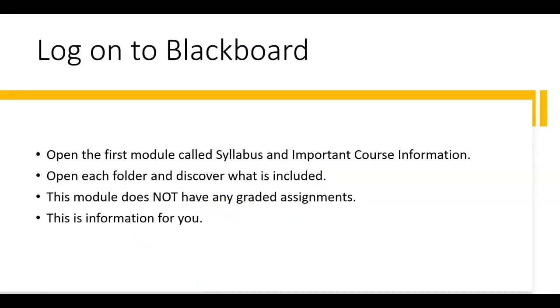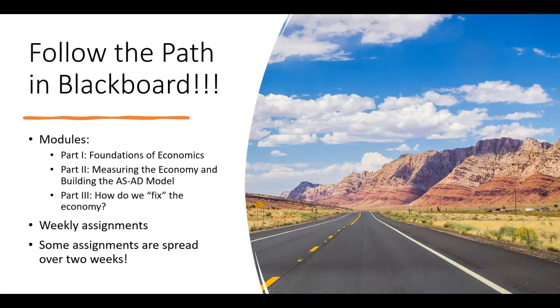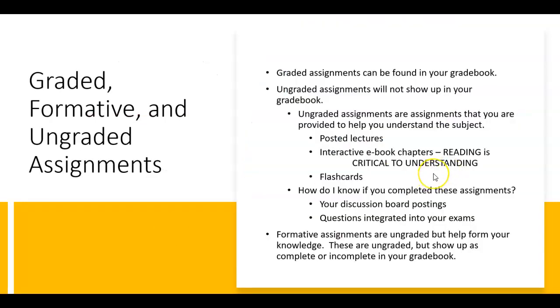Okay, so you've logged onto Blackboard, you've gone through everything. I have graded and formative and ungraded assignments. Graded assignments can be found in your gradebook. Ungraded assignments will not show up in your gradebook. Ungraded assignments are assignments that you are provided to help you understand the subject. These include posted lectures, interactive ebook chapters. Note, reading is critical to understanding. If you don't read, you will not understand, and it will be evident.